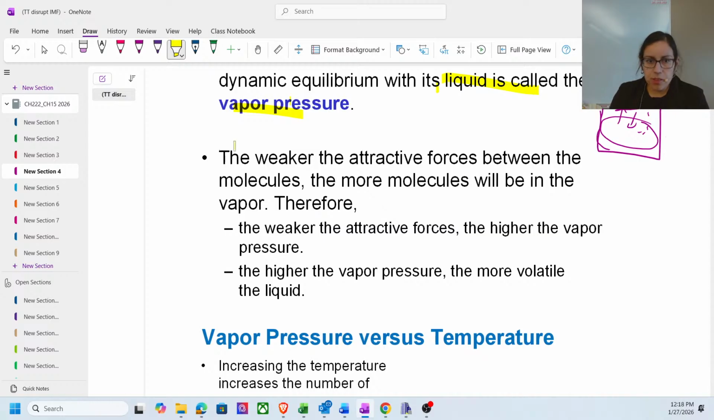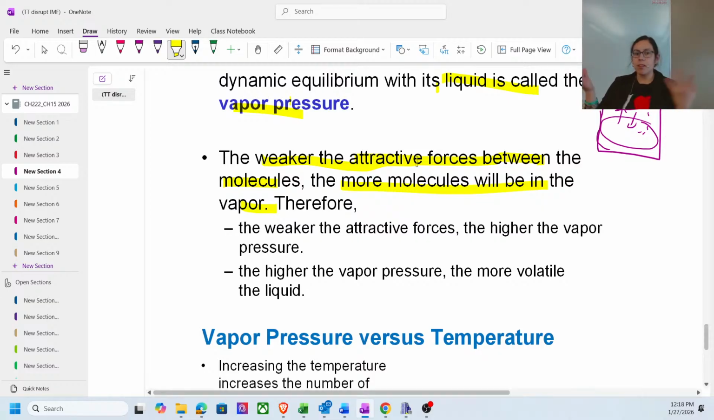Other generalizations we can make: the weaker the attractive forces between the molecules, the more molecules will be in vapor. I always think of how ethanol, I'm not a huge fan of alcohol, and part of why is the alcohol smell always hits you in the face. Part of that is since it has those weaker attractive forces, it's a little more volatile, so you really get hit with a face full of that.